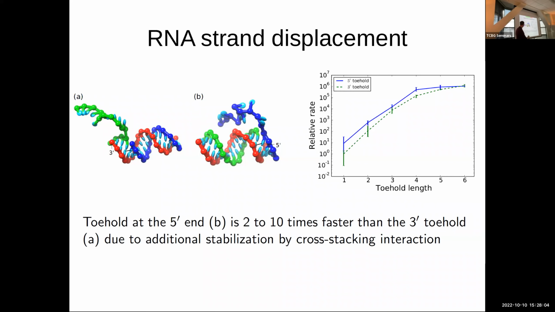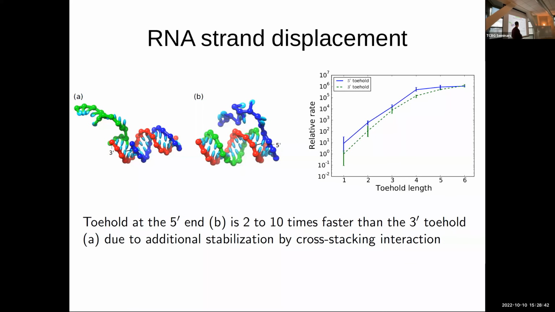This is a kinetic simulation from forward flux sampling. The new thing we found for RNA, which wasn't present for DNA, was that it does matter whether you put your overhang at the 3' end or at the 5' end. The difference is that RNA forms this A-form helical shape. So if you place the toehold at the 5' end, the DNA invader will form very strong cross-linking interaction with the incumbent strand, which isn't present if you place the 3' end toehold because the cross-linking interaction is asymmetric. So you only get the stabilization by the 5' end.